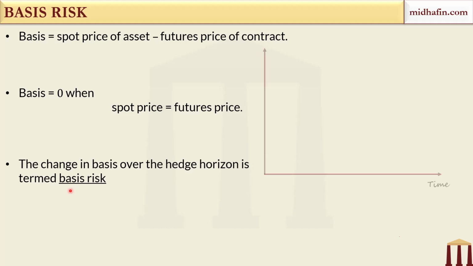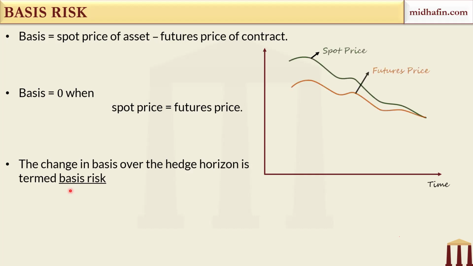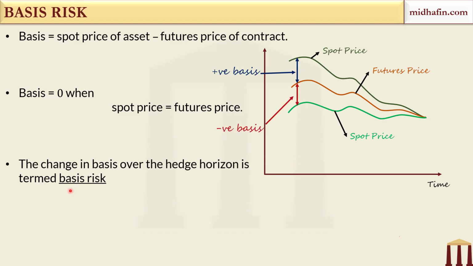So let's see the graph over here, how the prices actually change. Let's say this is the spot price. Okay. And this is your futures price. So you have positive basis over here. Clearly you have positive basis, right? Because spot minus futures is positive, correct? Okay. But let's say this is the spot price, the green one. In this case, spot minus futures is negative. So this is the negative basis.